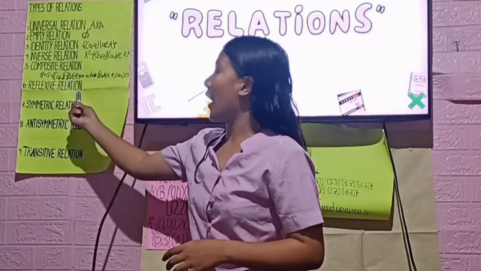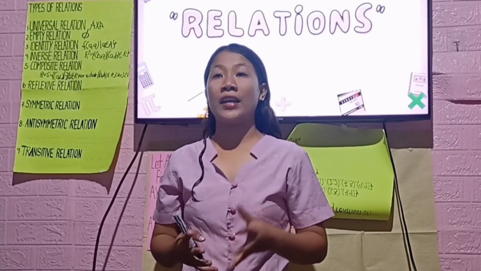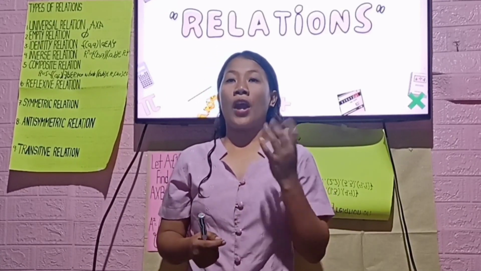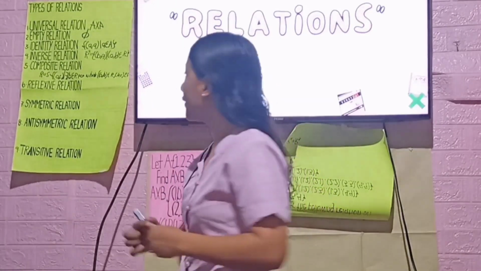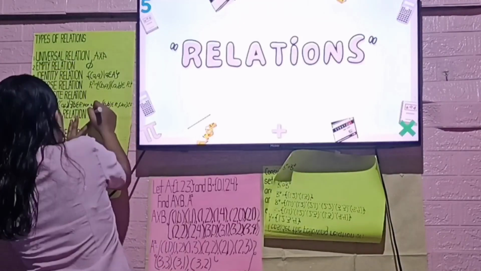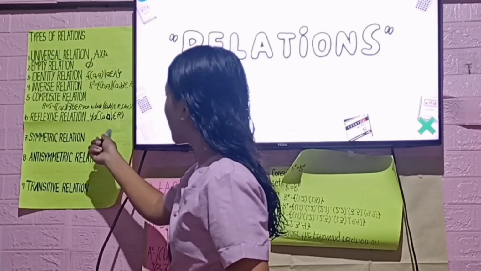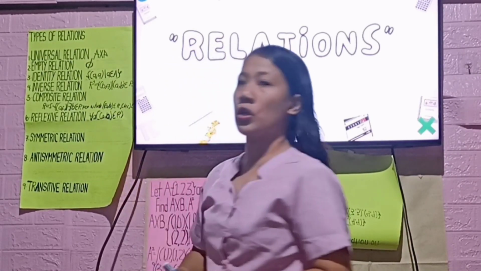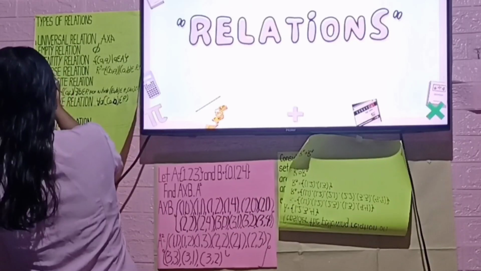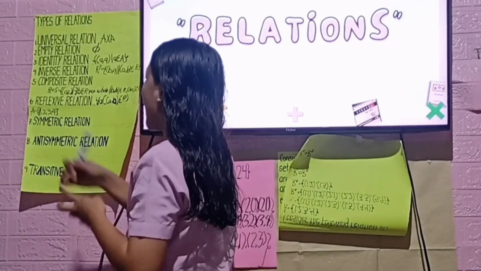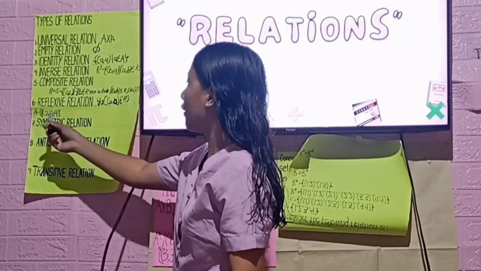So next is reflexive relation. A relation R on set A is called reflexive if for every element A that is an element of A, in other words, for all A, A, A must be an element of R. So let's have an example. A is a set that consists of these elements 1, 2, 3, 4.